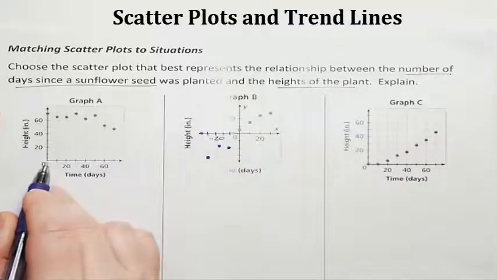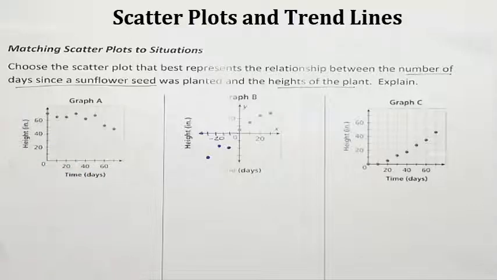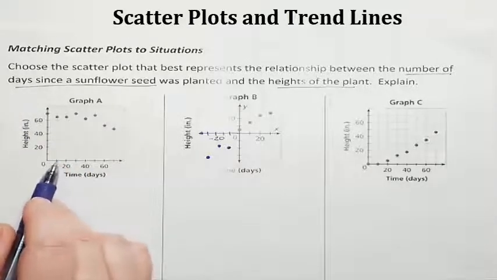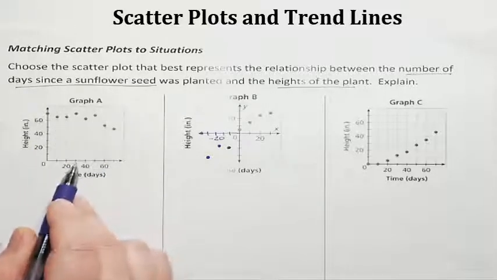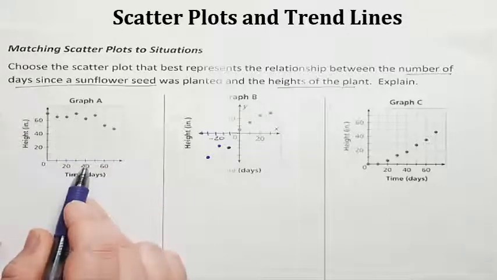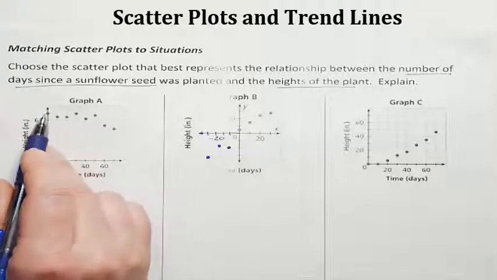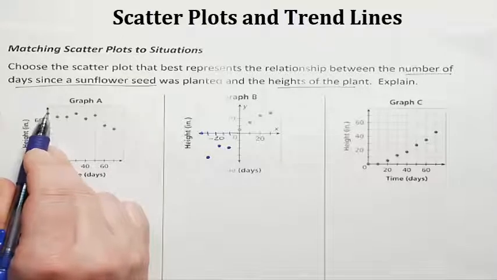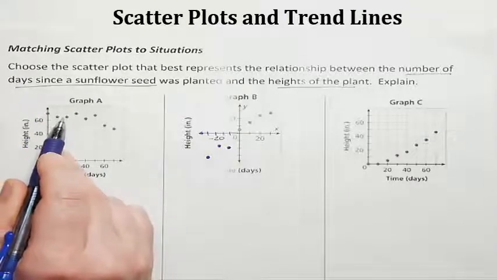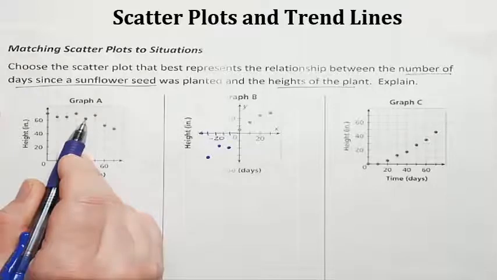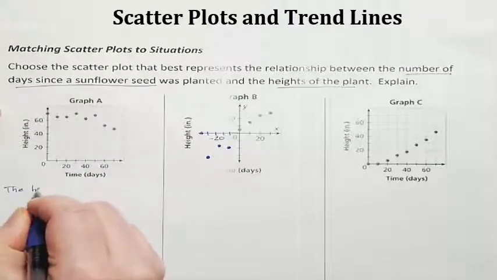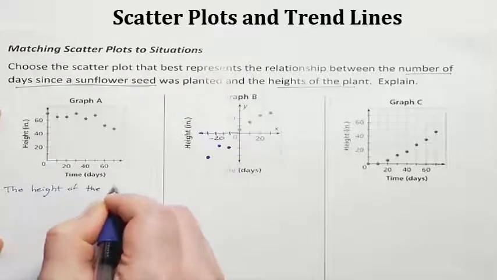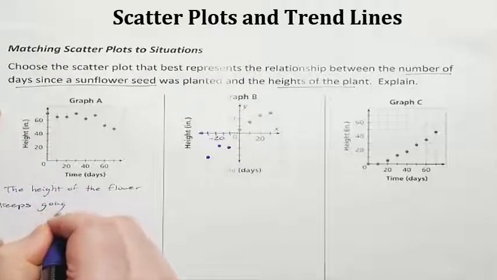On day 0, my plant was instantly 70 inches high. And then on day 10, it shrunk. Day 20, it was still the same. Day 30, it was taller. On day 40, it shrunk again. So my plant instantly started very tall, and then it shrunk, stayed, got taller, shrunk, got taller, shrunk. So the height of the flower keeps going up and down.